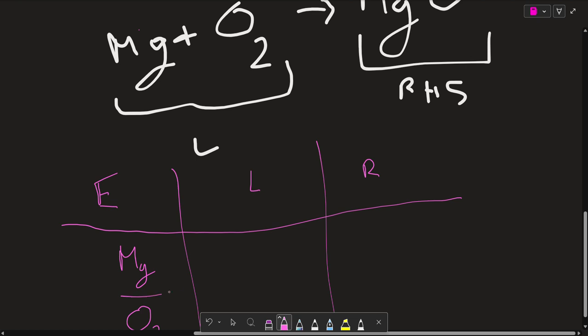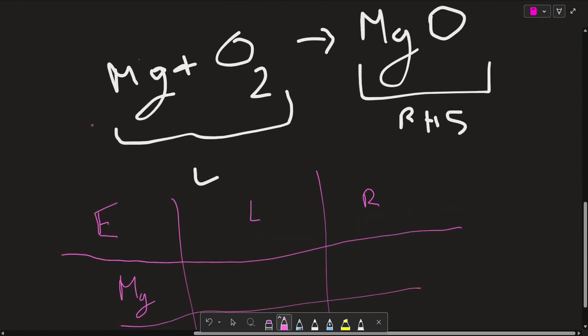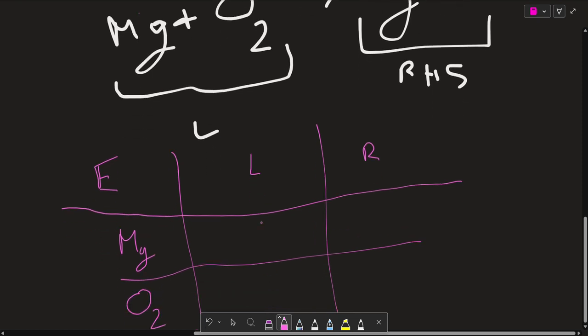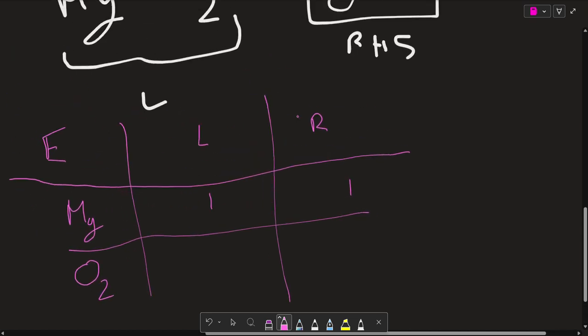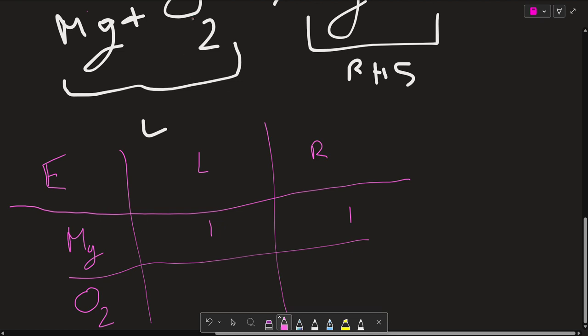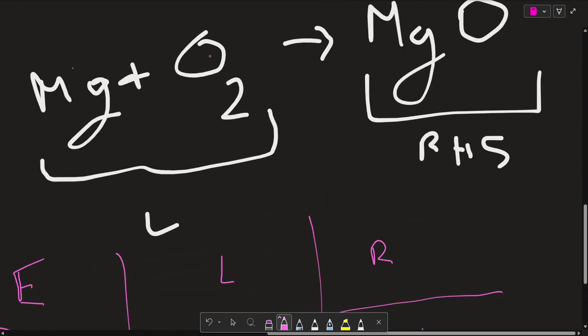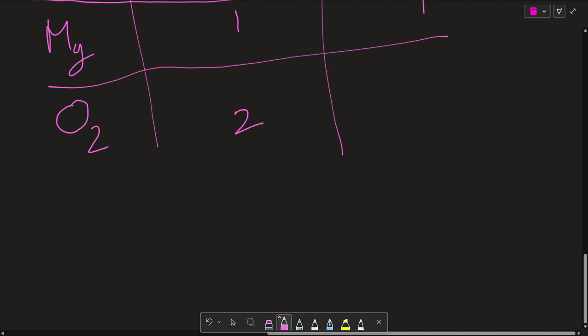Okay, now focus on the left-hand side of the equation. In the magnesium section, we mention in this column the molecular mass, okay? What is the molecular mass of magnesium in the left-hand side? The molecular mass of magnesium in the left-hand side is 1. And the right-hand side is also 1. So the molecular mass of magnesium is equal. What is the molecular mass of oxygen in the left-hand side? As I said, oxygen is a diatomic element, so obviously its molecular mass is going to be 2.